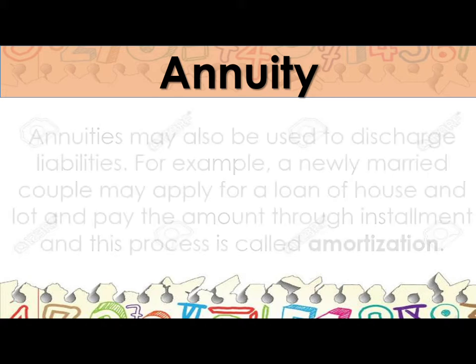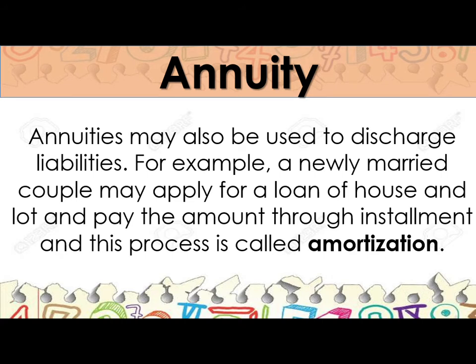It's stated here that annuities may also be used to discharge liabilities. Say, for example, you have a newly married couple, and that newly married couple may apply for a loan of a house and lot, and pay the amount through installment. For this example it talks about liabilities, where this process is what we call amortization. For the next topic we will talk about amortization, but that's the concept of annuity.